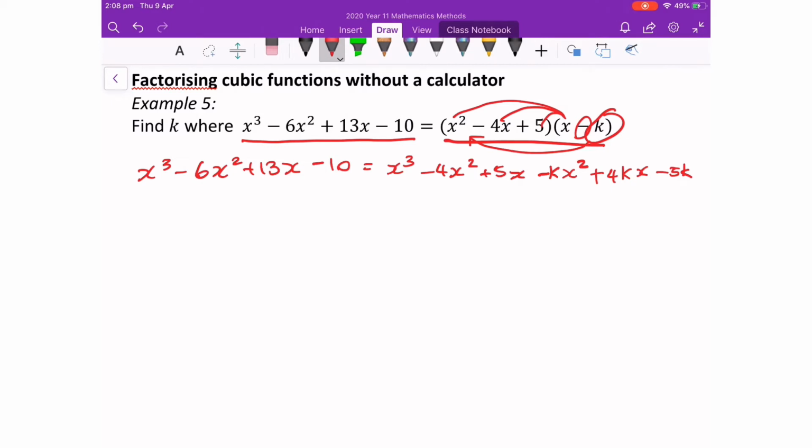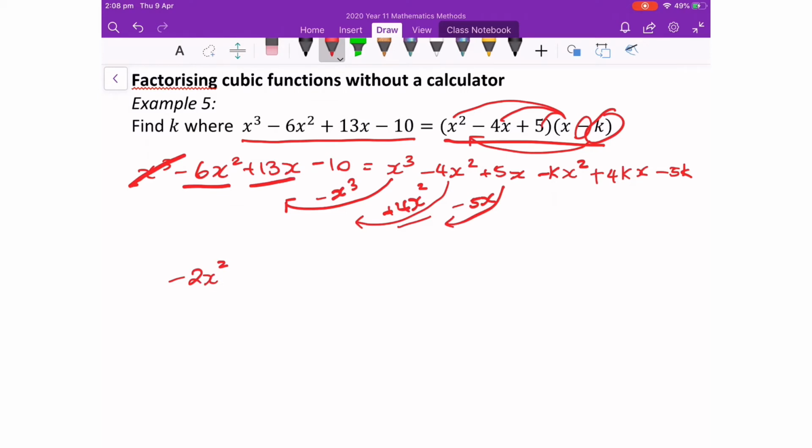I'm going to leave the terms with the k's in it, and I'm going to move the other ones over. I'm going to take x cubed, add 4x squared, and take 5x. So in the end, the x cubed is going to cancel out. My minus 6x squared plus 4x squared is negative 2x squared. My 13x take 5x is plus 8x, and then this negative 10 here just stays the same. Okay, now I'm just going to write the terms with the k's in it on the other side.